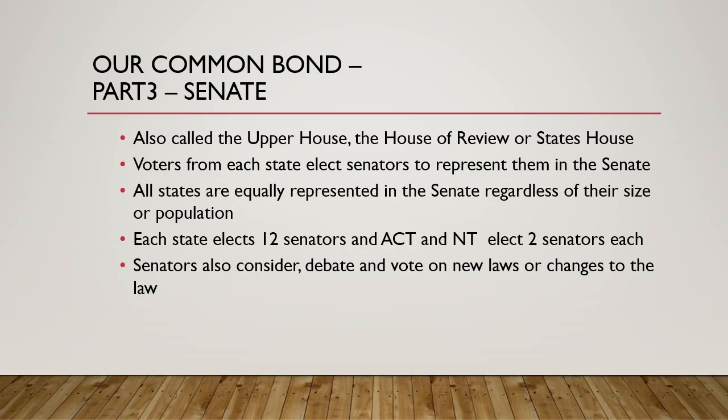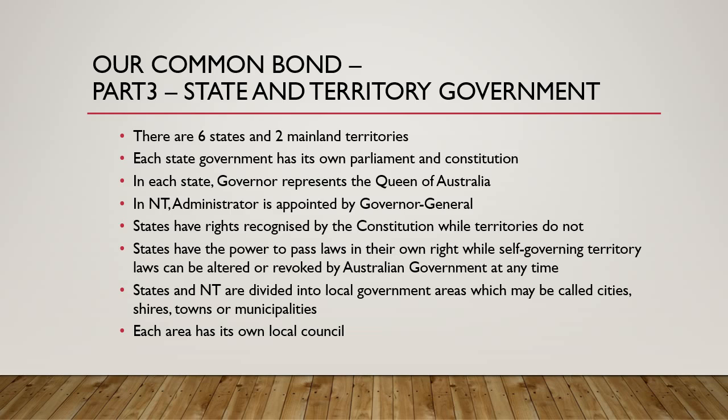Senators also consider, debate and vote on new laws or changes to the law. Then we have a state and territory government. There are 6 states and 2 mainland territories, as we previously discussed. Each state government has its own parliament and constitution.